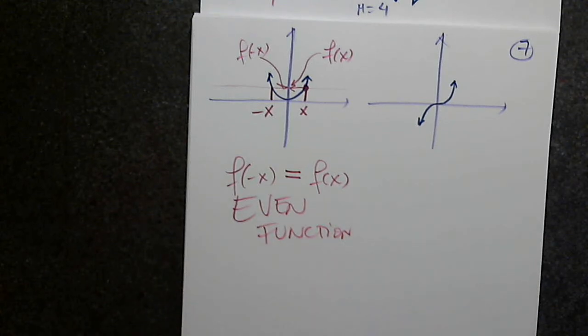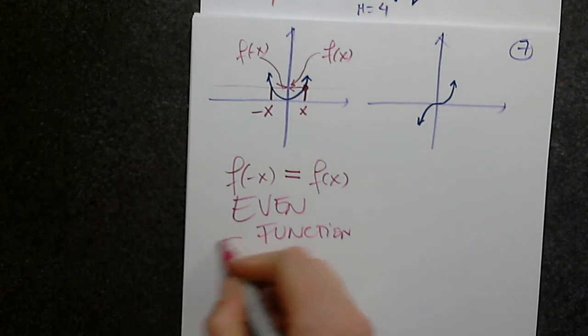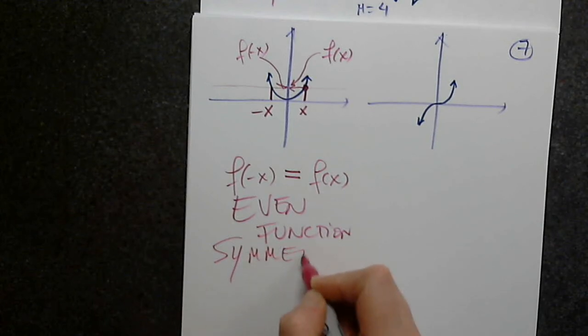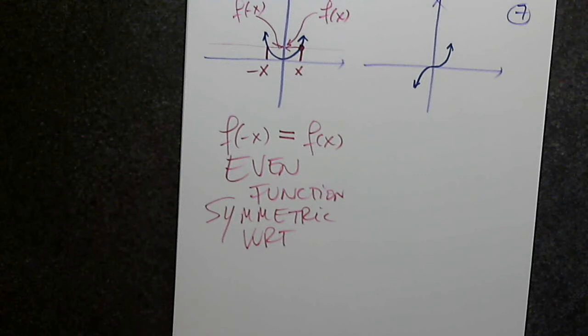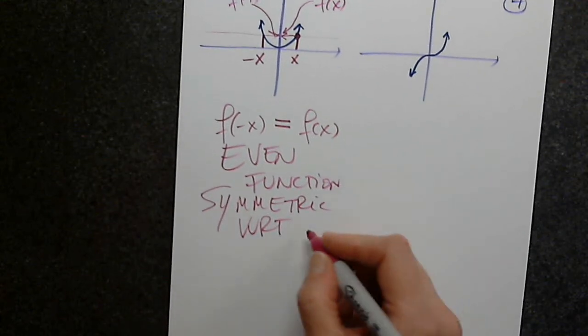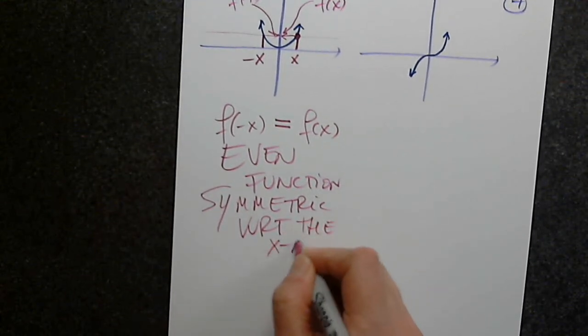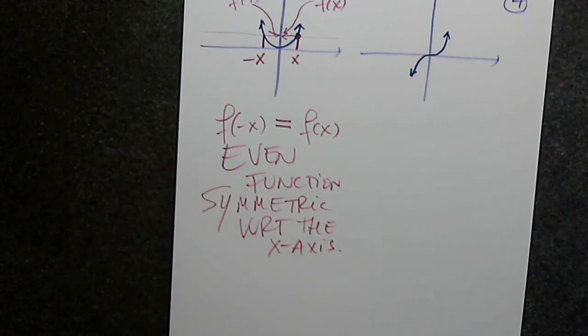Has nothing to do with even numbers. The function is called even because it is symmetric with respect to the y-axis. WRT is how lazy people write with respect to the x-axis. So an even function is symmetric with respect to WRT, the x-axis.